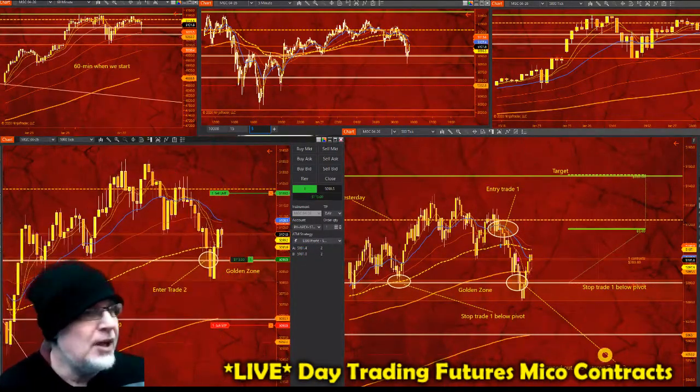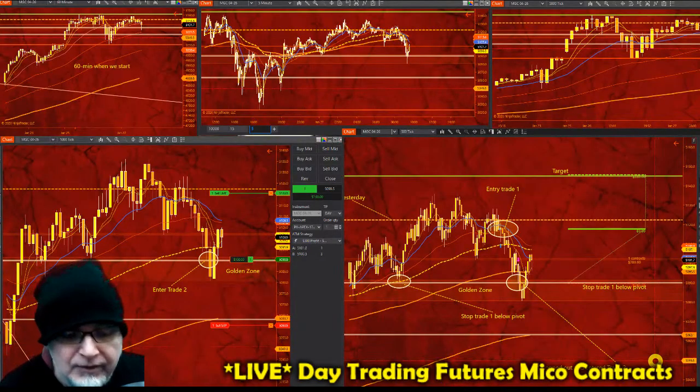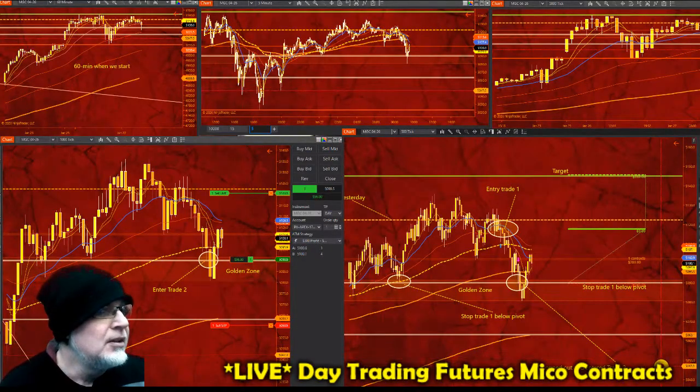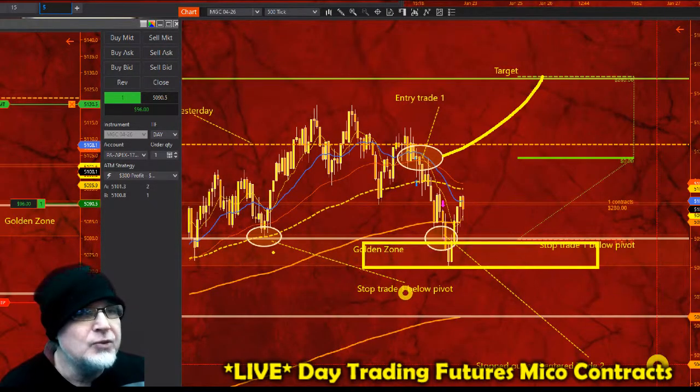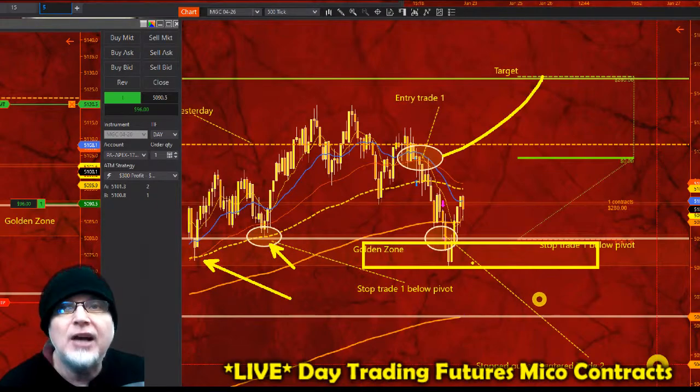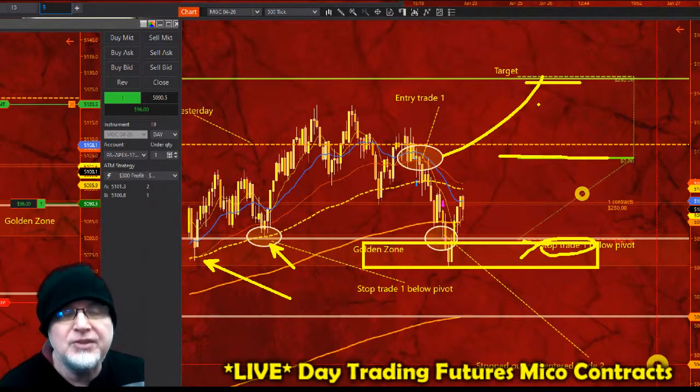So we were stopped out of our first trade with the simulator. I like to take the first trade on the simulator. Right here, we got in up here. You can see entry. Golden zone was down here. It came all the way down and swept that pivot, even that pivot, it looks like, and stopped me out of that trade. There's my entry. There's my stop loss. There was my target. Okay, so we stopped out of the simulator.